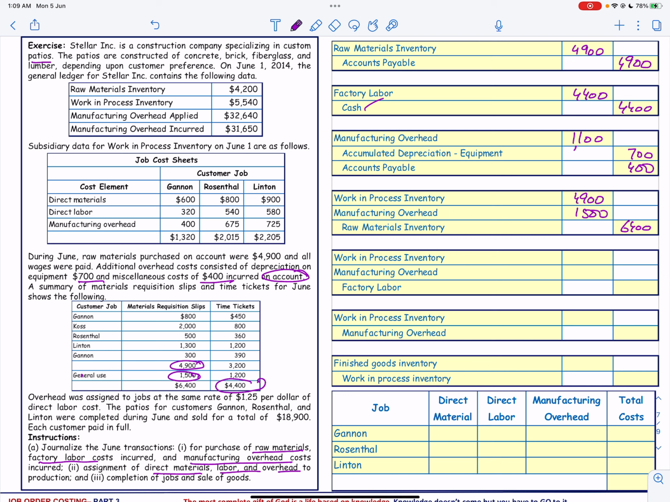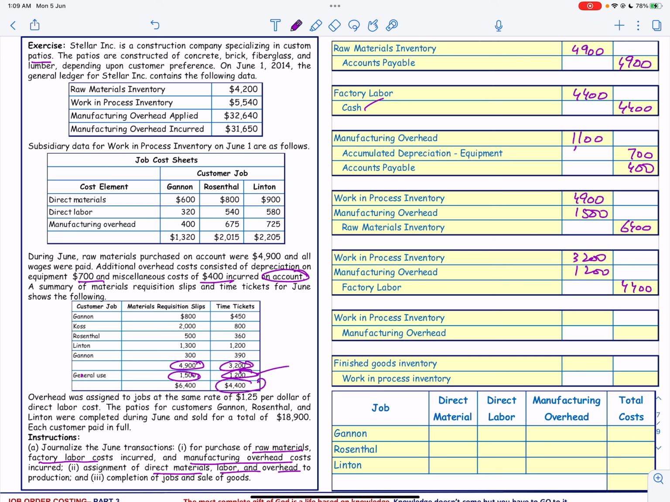Then we are going to record the transaction for the assignment of direct labor. So work in process again for direct labor is 3,200, and manufacturing overhead is 1,200, and factory labor will be credited by 4,400.